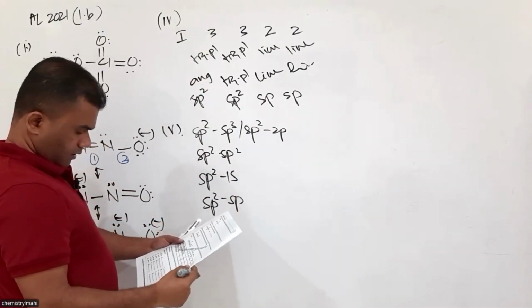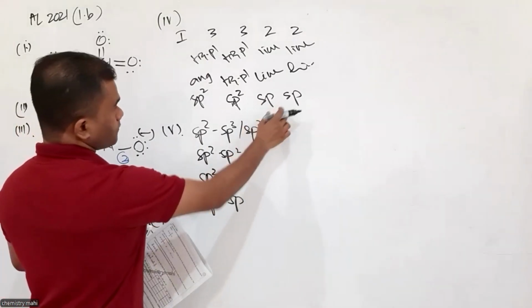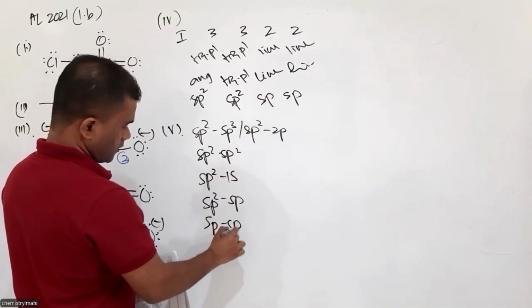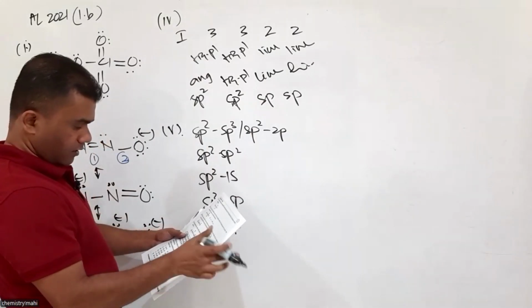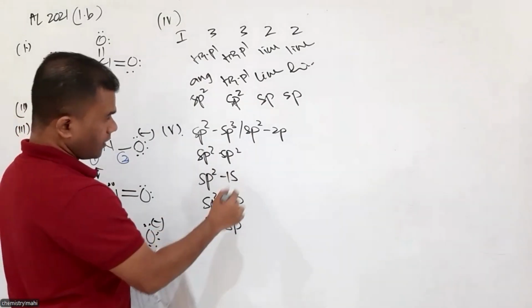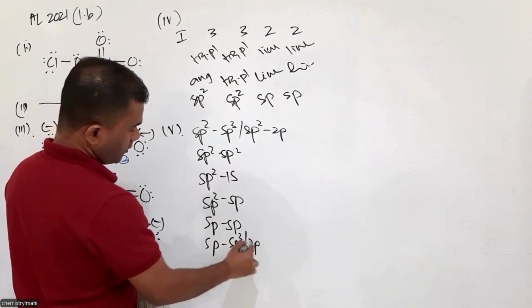Next, C2-C3, then C3-N4, sp. Next, N4-O. N4-O means terminal oxygen. Then N4, sp. Oxygen can be sp3 or even 2p.